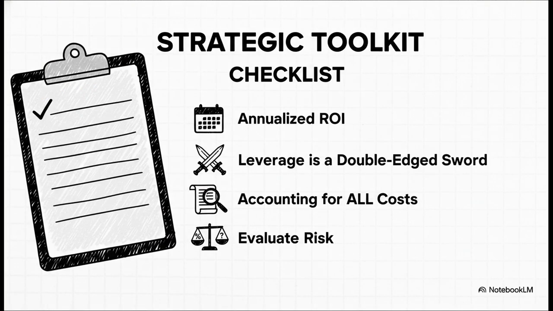So to wrap this up into a clear mental checklist. First, always annualize your ROI if you're comparing different options. Second, respect leverage. Understand its incredible power, but also its incredible danger. Third, be absolutely ruthless about accounting for every single cost. If you don't, your number is meaningless. And finally, never look at a potential return without immediately asking, okay, and what's the risk involved?